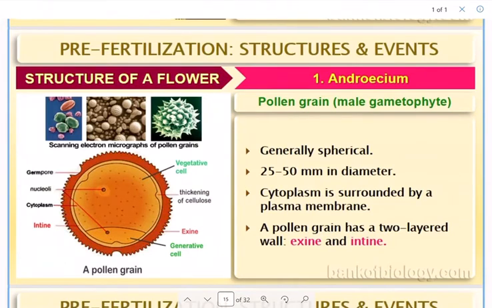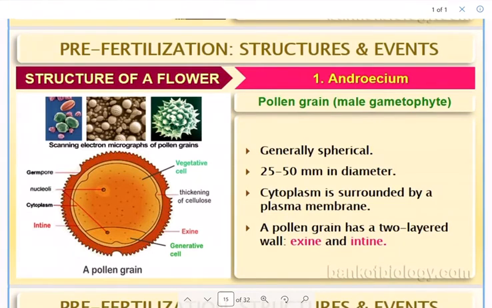Generally it is a spherical pollen grain, 25 to 50 micrometers in diameter. Cytoplasm is surrounded by plasma membrane, as you are seeing, and the pollen grain has two layers. One is exine, another is intine. So the exine layer as well as intine. Exine means outside, exo. Intine means inner layer.